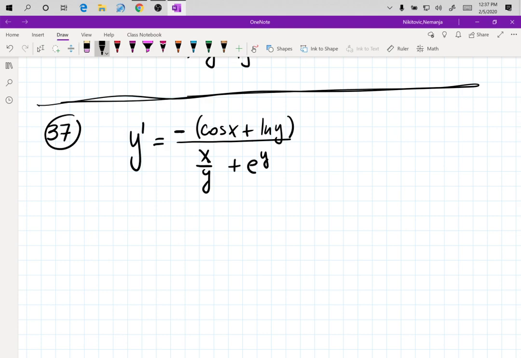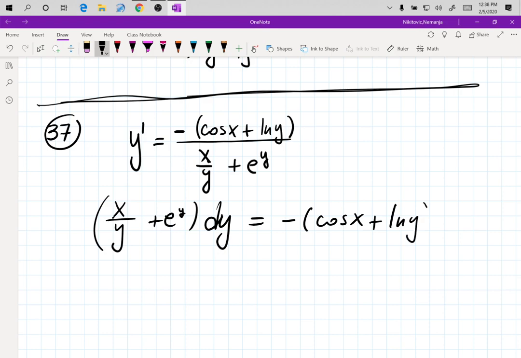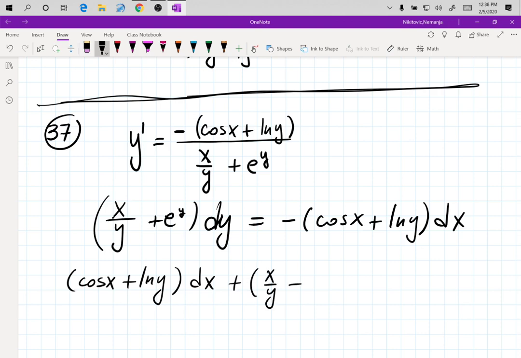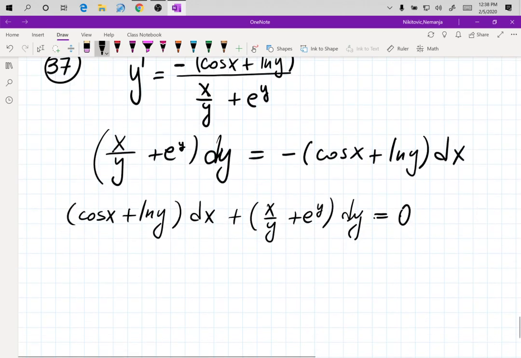All right, let's take a look. We write it as dy dx and separate and all of that stuff, so it should be x over y plus e to the y times dy equals negative cosine x plus ln y dx. Then we move the term to the left, becomes positive, so cosine x plus ln y dx plus x over y plus e to the y dy equals 0.